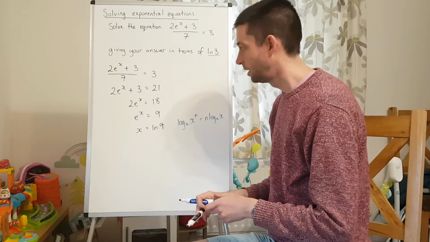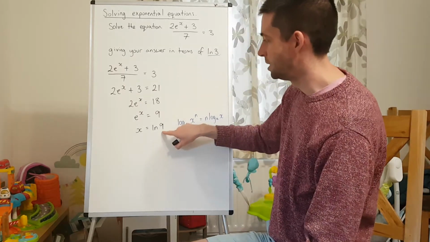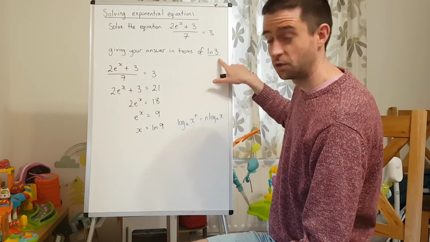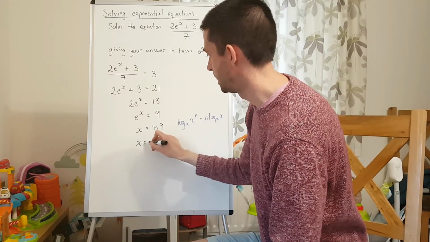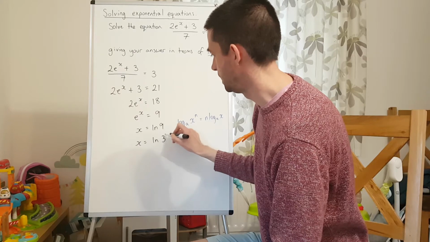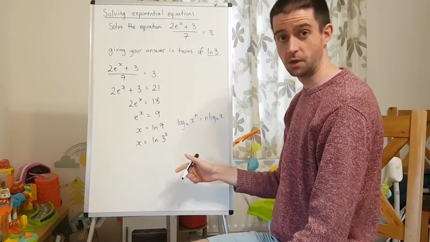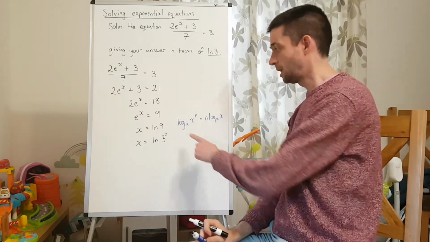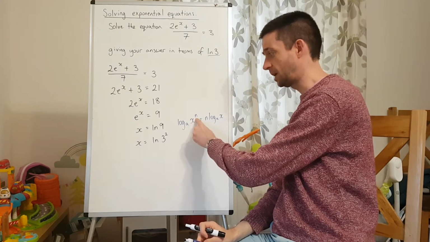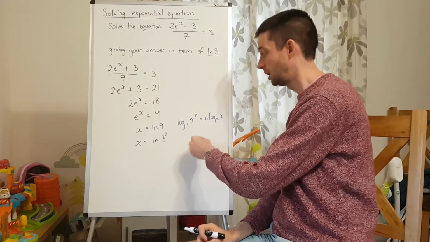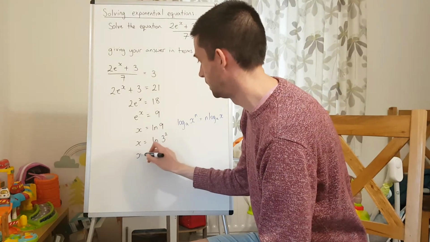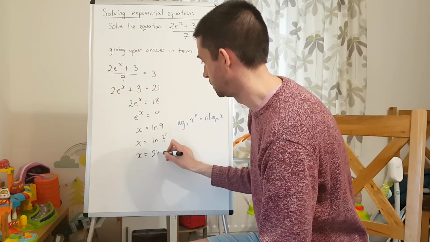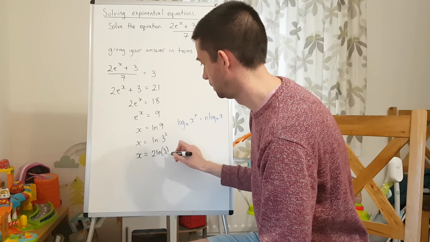How does that work here? Well, let's think, can we write 9 as base 3? Yes, we can. What we can do is write that x equals ln of 3 squared, because 9 is 3 squared. Now in the same way as here, this n, this power, can come down to the front. I can put this 2 down to the front of this ln, and it gives me x equals 2 ln 3.